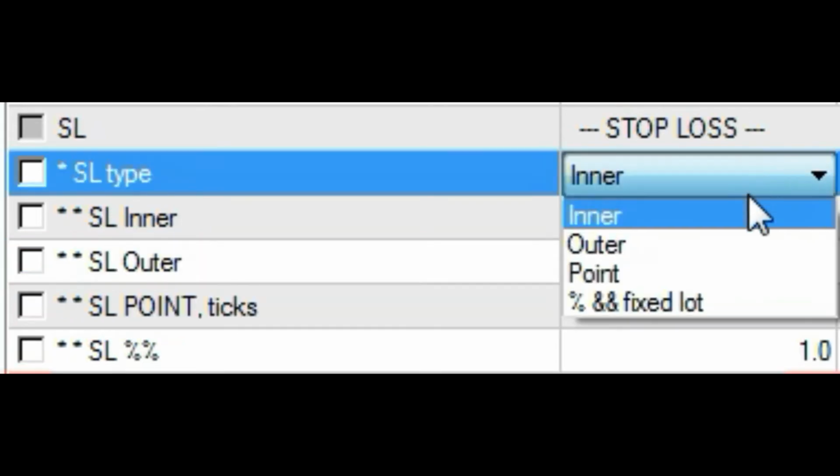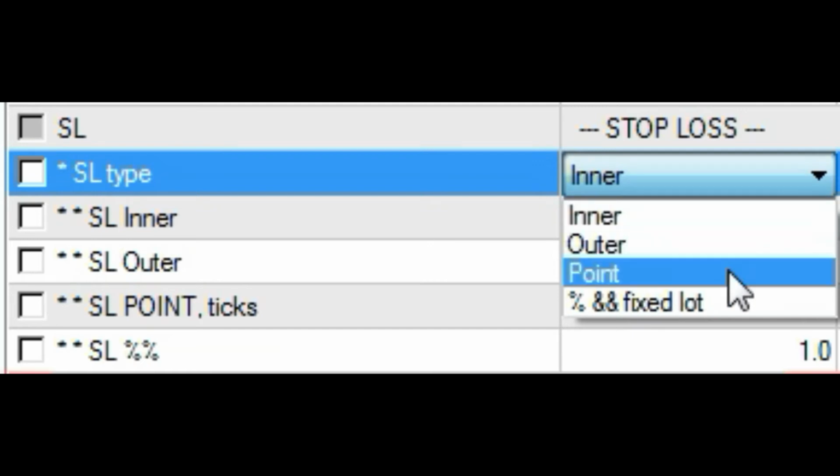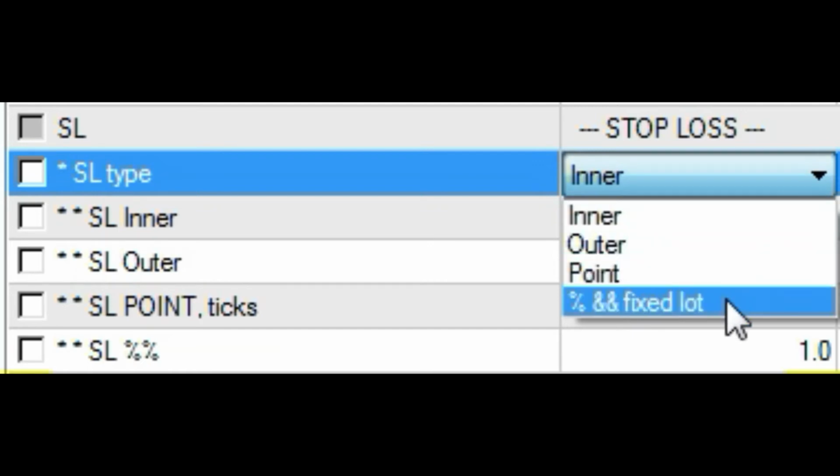For stop loss, we have four options. First three are the same as for entry. Fourth option is percentage risk.